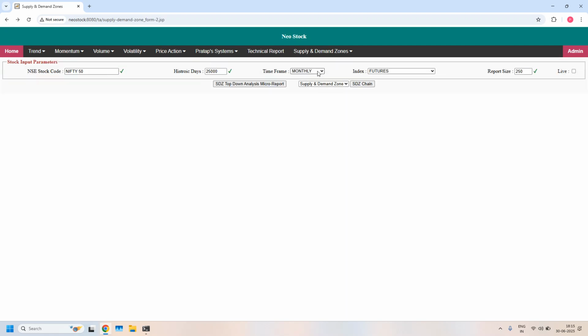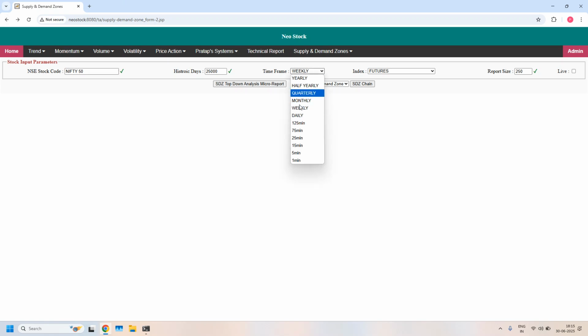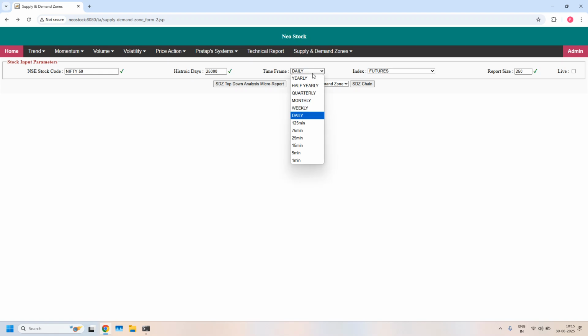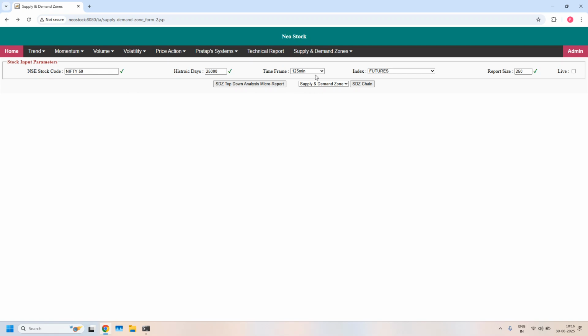Okay, next, weekly supply demand zone chain for Nifty. Next, daily supply demand zone chain for Nifty. Next, 125 minutes supply demand zone chain for Nifty. Next, 75 minutes supply demand zone chain for Nifty.